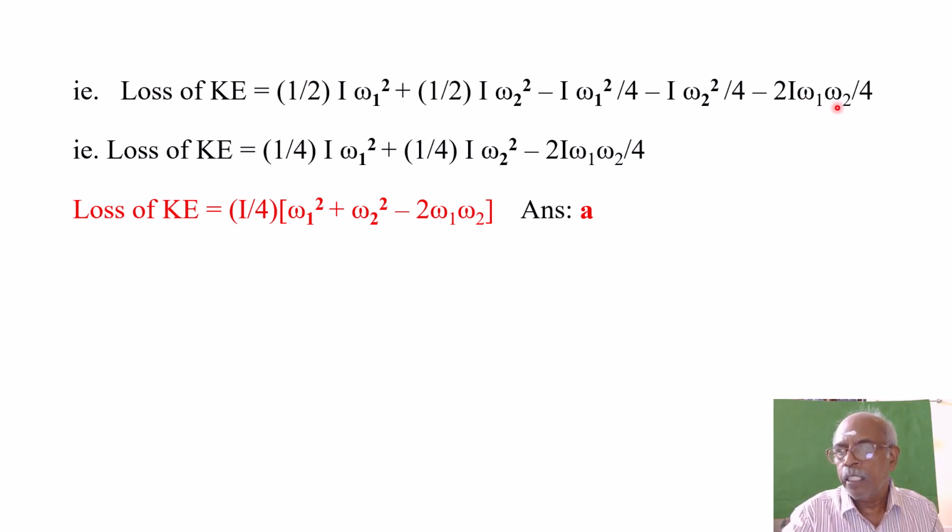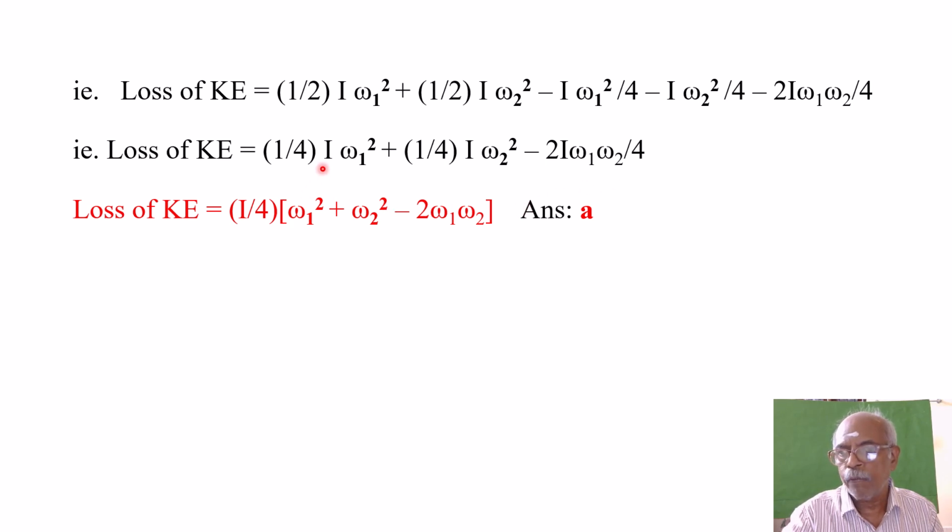Is it not? Now you have I by 2 into omega 1 square here, and here minus I by 4 into omega 1 square. It means, this is 1 by 2 and this is 1 by 4. If you subtract, 1 by 2 minus 1 by 4 is equal to 1 by 4. So 1 by 4 into I omega 1 square. Similarly for omega 2 also, 1 by 4 into I omega 2 square, minus the last term, 2 into I into omega 1 omega 2.